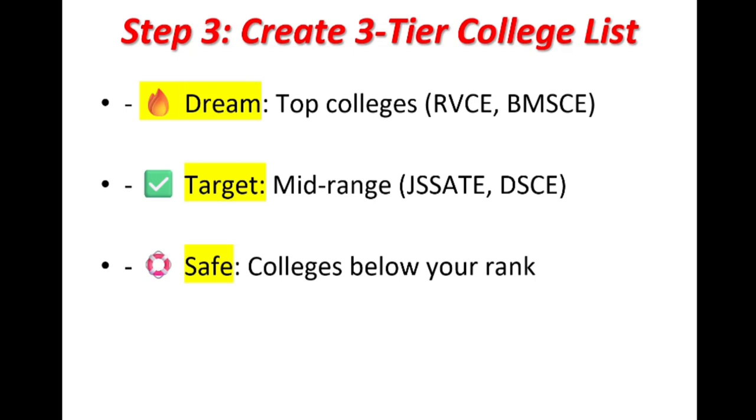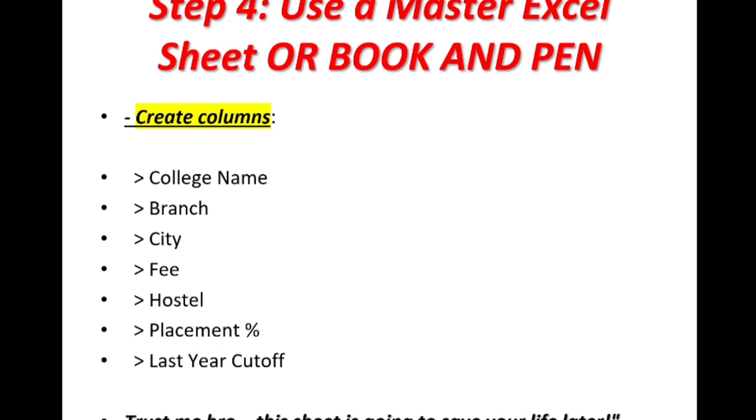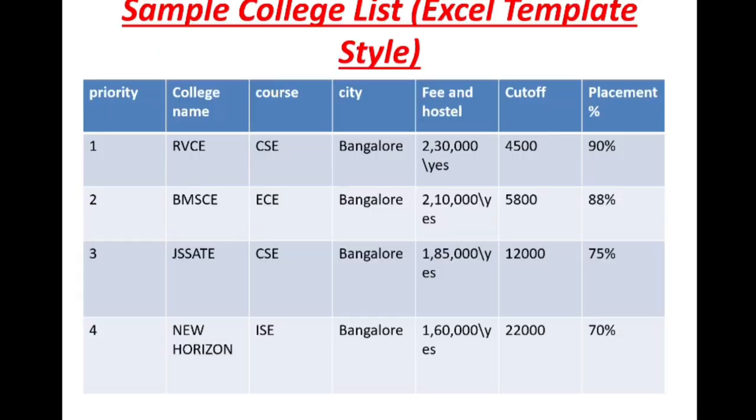REVA, New Horizon. Create an Excel sheet with college name, course, city, last year cutoff, fee, hostel or day scholar, placement stats. These are some examples. Please go check through this. Trust me bro, this sheet is going to save your life later.